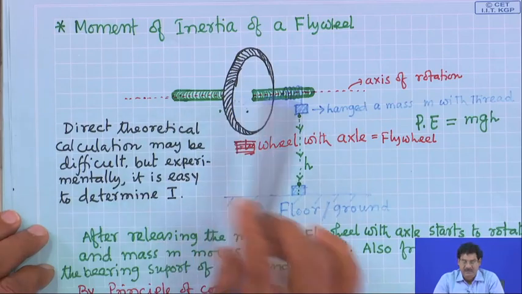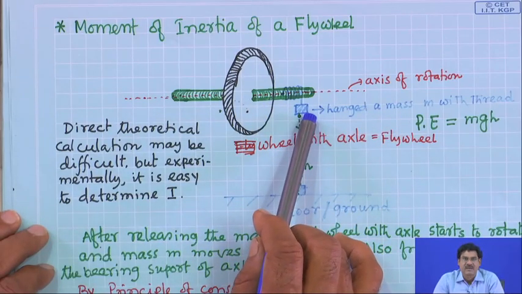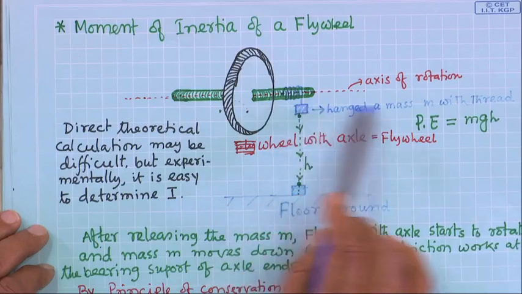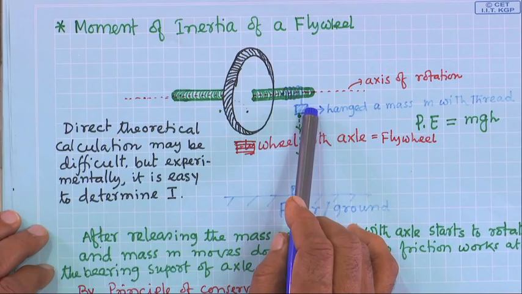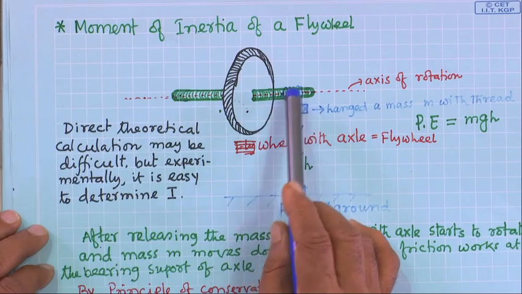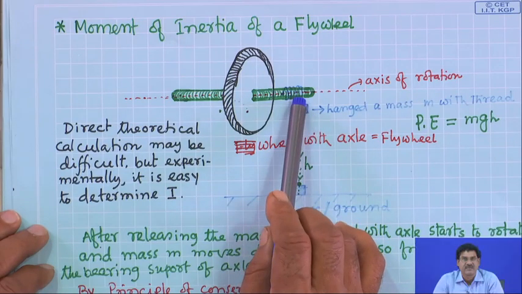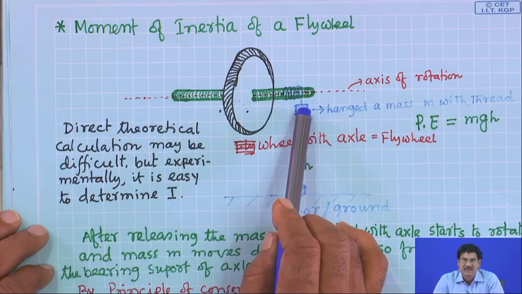So, here we have made one arrangement. One mass we have taken, mass m, and this mass is tied up with a thread, and this mass is hanged.